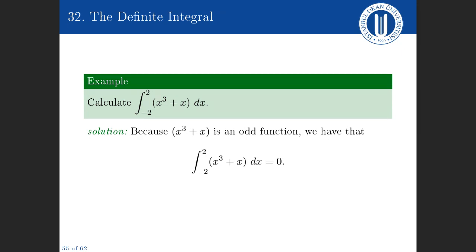The integral from -2 to 2, and the key point is these numbers are the same, 2 and 2. The integral from -2 to 2 of an odd function is always equal to 0.